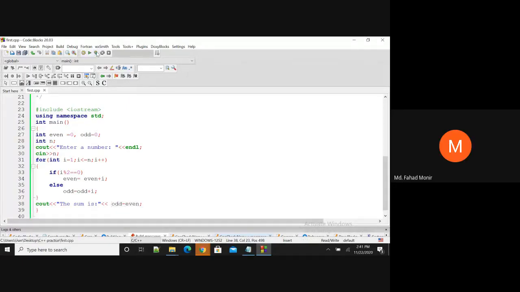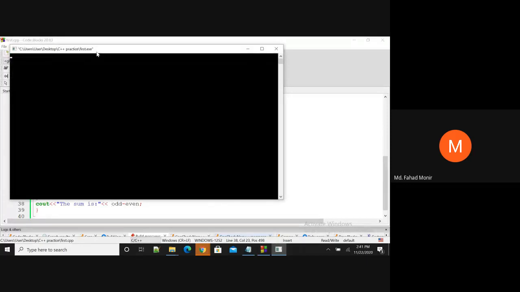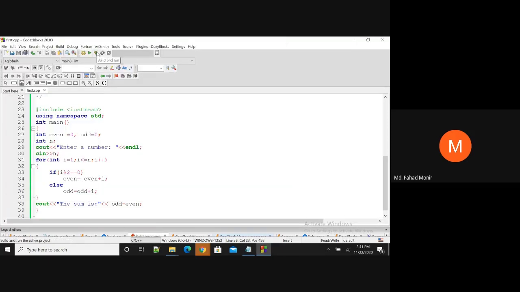So if you run this code and you take the values, whatever value comes from the user, it will give you the total value of that series. For example, 7, the sum will be 4. So 1 minus 2 plus 3 minus 4 plus 5 minus 6 plus 7 will give you the sum 4.